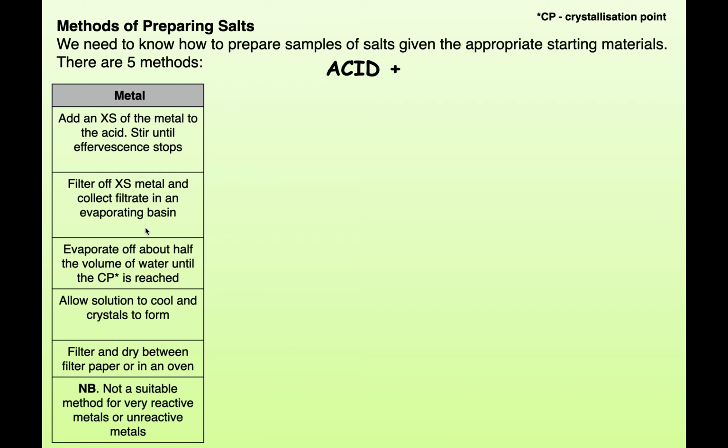We can filter directly into an evaporating basin because the next step is that we evaporate off about half the volume of the water until the crystallization point is reached. Now the crystallization point is when we know that if the solution cools, crystals will start to form. The way to test this is to stick a glass rod into the solution and then take it out and let it cool, and you'll see that solid forms on the surface of the glass rod. So as the solution cools on the glass rod, crystals are formed.